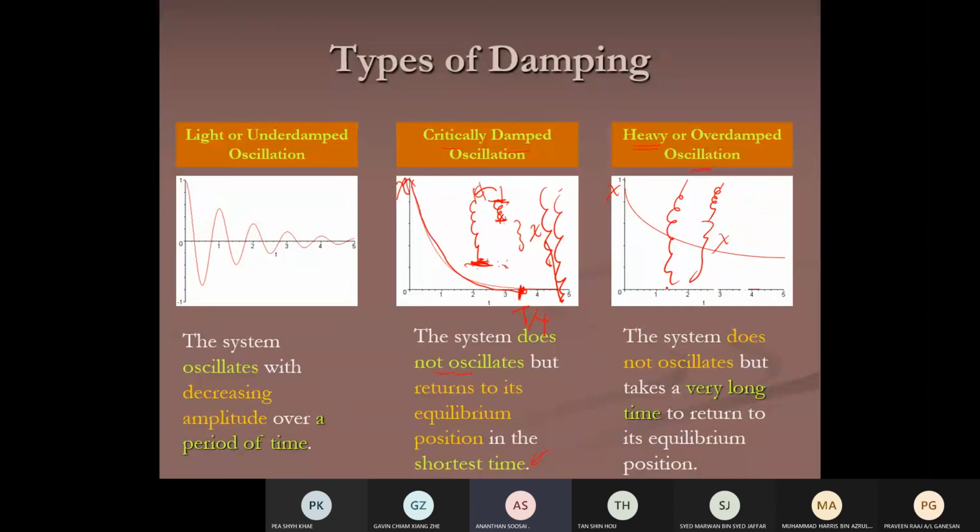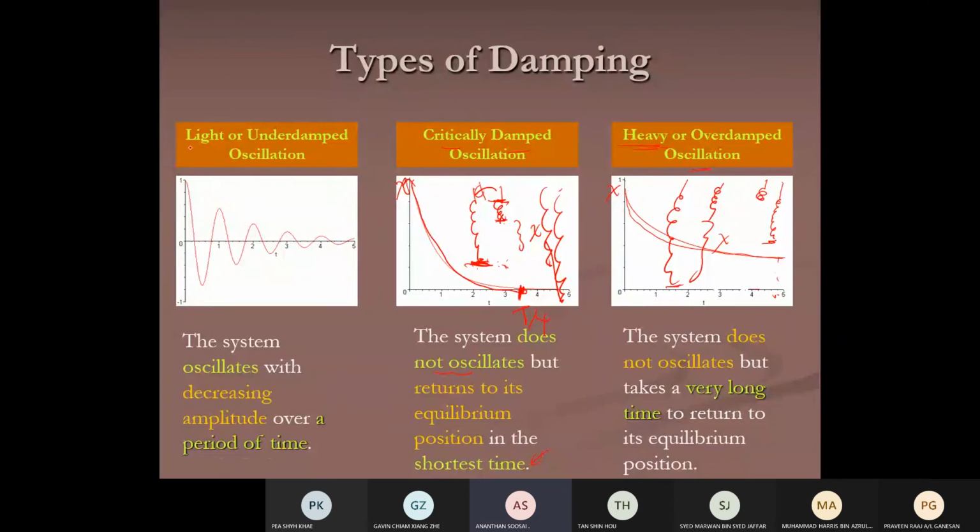Do you come to equilibrium? The spring takes time to come to equilibrium. I don't know how long you're going to take. Very long time to come to equilibrium. So the spring, when compressed, if it's heavily damped, I think after you compress, you go out, you come two hours later, maybe after two hours, you can see it slowly come to equilibrium. That's called heavily damped.